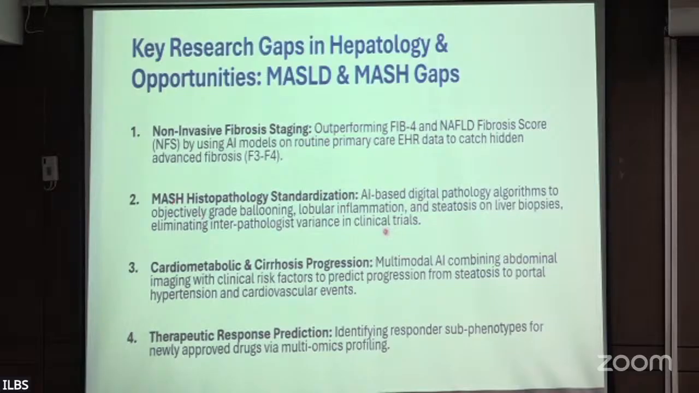MASH histology standardization. Histology is a subjective area. The clinical opinion is the gold standard, but AI analytics can give objective support by analyzing the slide image. There is no scope of subjectivity. That type of support will be a useful area. Then cardiometabolic and cirrhotic progression: an AI model combining abdominal imaging with clinical risk factors to predict progression from steatosis to portal hypertension and cardiovascular events.